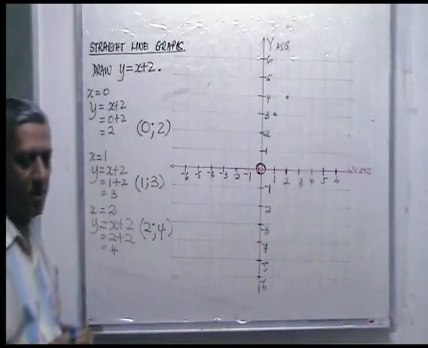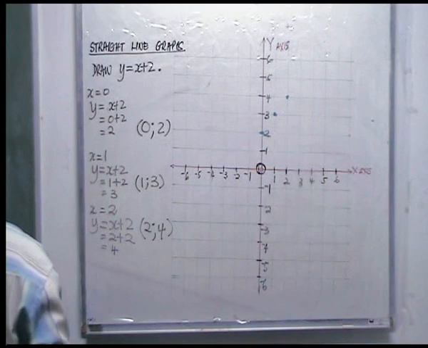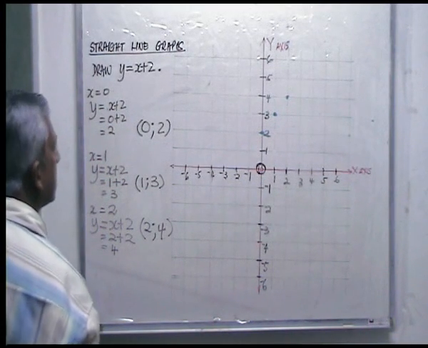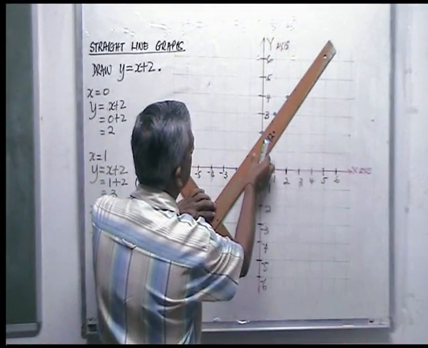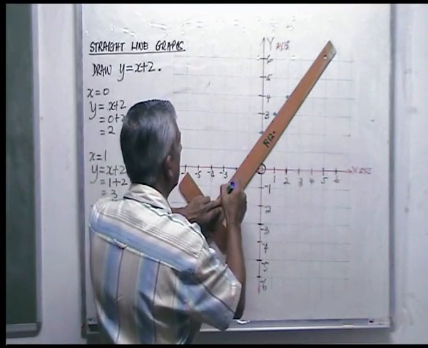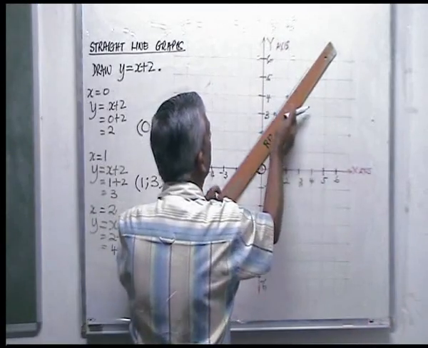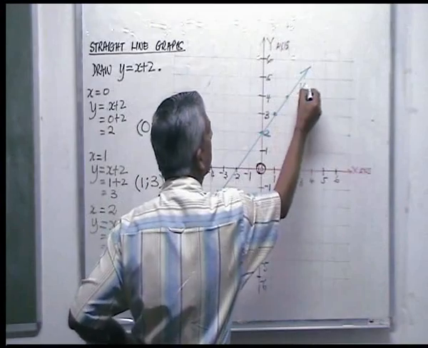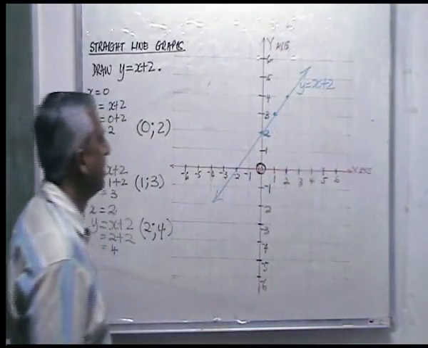And then you're going to join them. Use a ruler, join them and draw the straight line. Okay, so here's our ruler and we just join them up. Right. Here we are. Graph is drawn and label it y is equal to x plus 2.